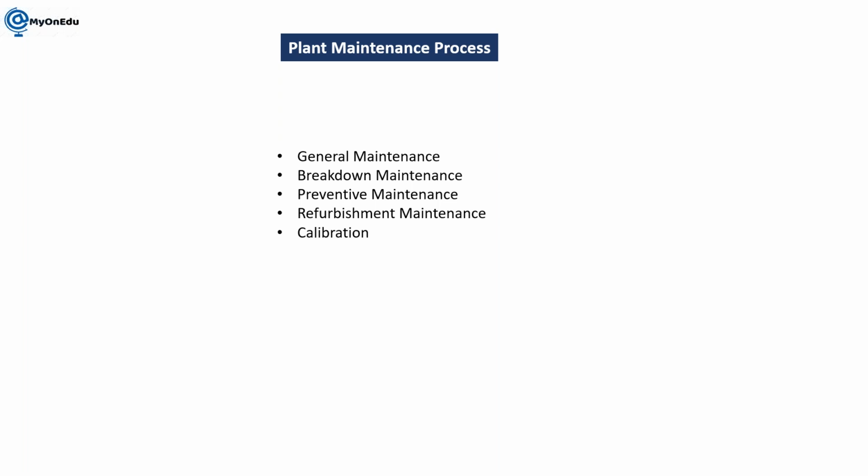In plant maintenance, we have 5 major processes. One is general maintenance. Next is breakdown maintenance. Third is preventive maintenance. Fourth is refurbishment. And fifth is calibration. Apart from that, we will understand WCM, work clearance management, PTW. Before going for any plant maintenance, we need to take permission from responsible authorities to perform the maintenance on that machine. How exactly it is going to integrate with your plant maintenance object, we'll understand.